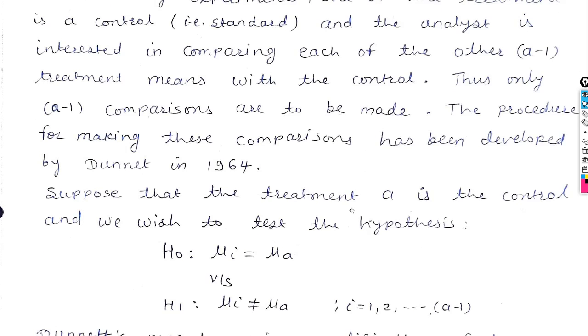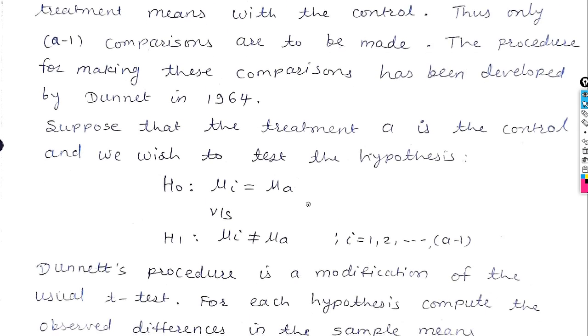Suppose that treatment a is the control treatment, and we wish to test the hypothesis H naught: mu i is equal to mu a, meaning all others against the control treatment, with i running from 1 up to a minus 1, versus H1: mu i is not equal to mu a.